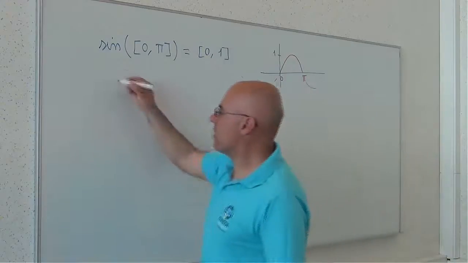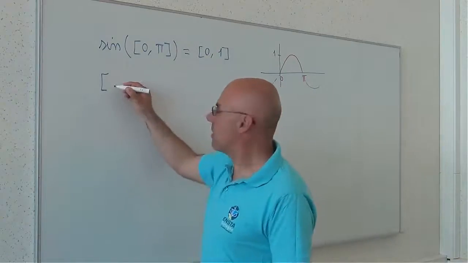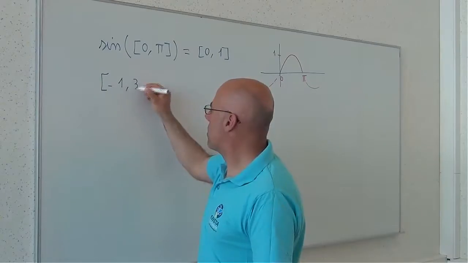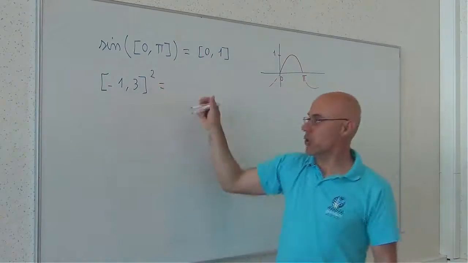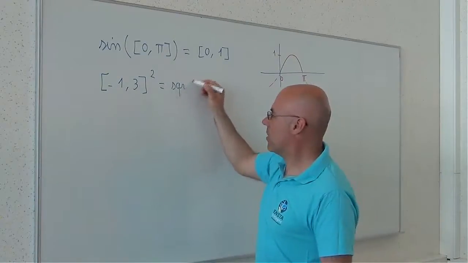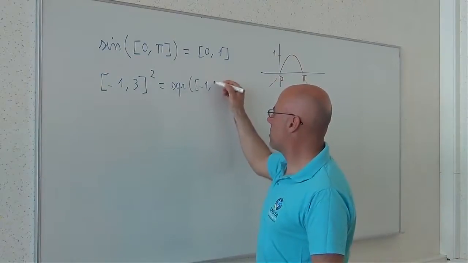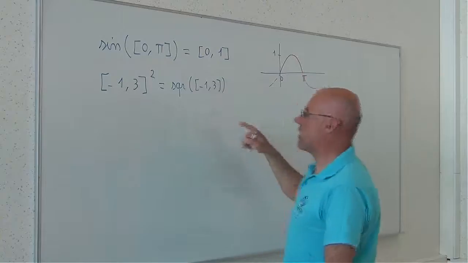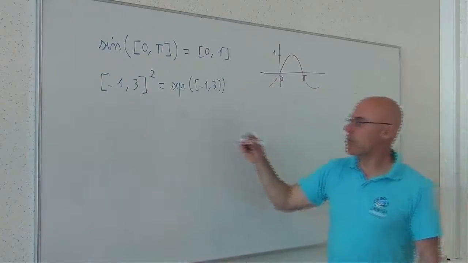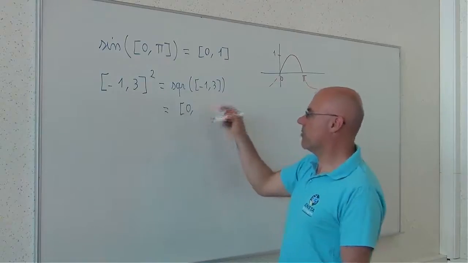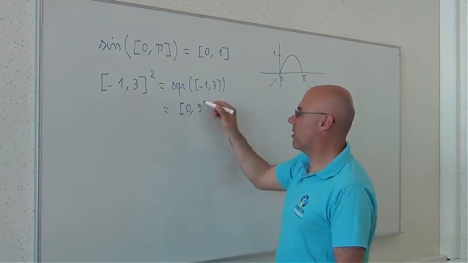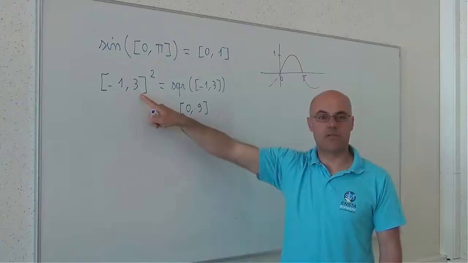If I consider now, let's say, the square function on the interval [-1, 3], I can show the graph, but we can understand that the minimum is 0 and the maximum will be 9, the square of 3.